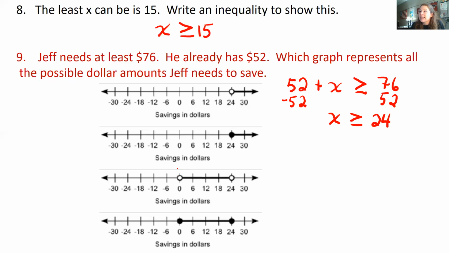Well, this one says he needs to save between $0 and $24, which doesn't make sense, right? This one says the same thing, basically, including 0 and 24. This one does not include 0 and 24. This one shows 24 or more. The difference between this one and this one is that this doesn't include $24, but it says it could be equal to. So B is the best answer. B, or the second one, is the best answer.